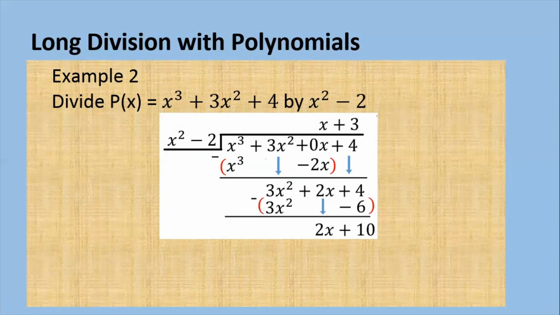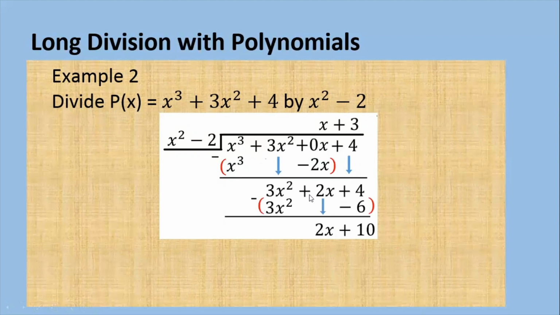Simple. And then what do we need to do? Well, we will subtract. So x cubed minus x cubed, that's 0. We don't need to put it. And 0 minus negative 2x will be positive 2x. But this one, the 3x squared, what will you do with it? You will just carry it down. So that will be 3x squared plus 2x, and same for the 4, you will carry it down as well.